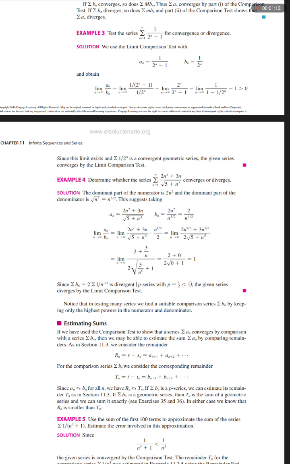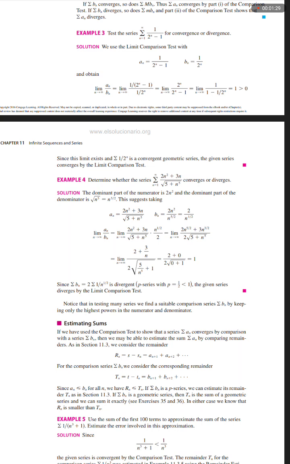Since this limit exists and the sum of 1 over 2 to the power n is a convergent geometric series, the given series converges by the limit comparison test.